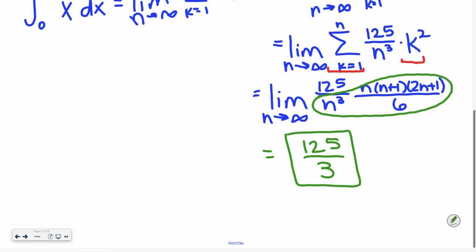Okay. The algebra in this is going to be where you need to be careful. The calculus really isn't so bad. It's just a limit at the end. It's the algebra that you need to be careful with. So let's do our second example.